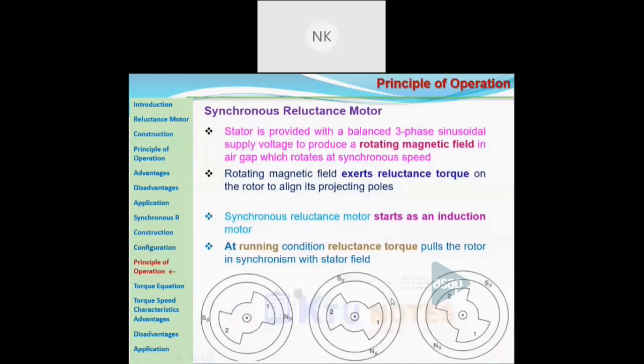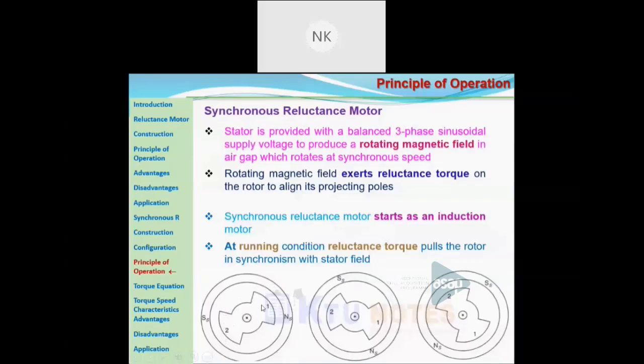So in the synchronous reluctance motor, the principle of operation: if the stator is provided with a balanced three-phase supply, then the voltage will produce a rotating magnetic field in the air gap which rotates at synchronous speed. Then the rotating magnetic field exerts a reluctance torque on the rotor to align its projecting poles. So the synchronous reluctance motor starts as an induction motor. At running condition, the reluctance torque pulls the rotor into synchronism with the stator field.